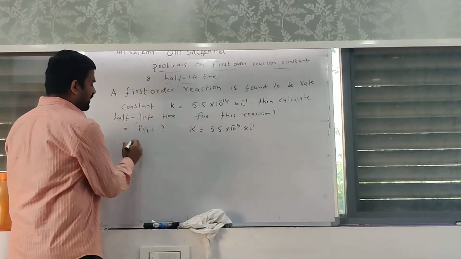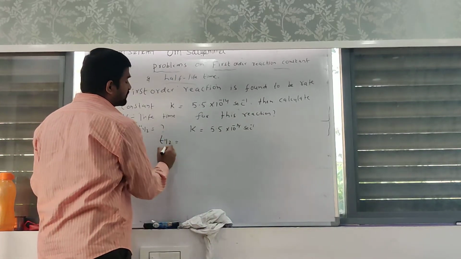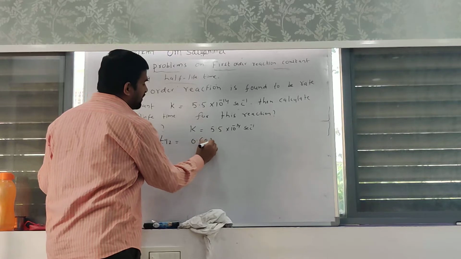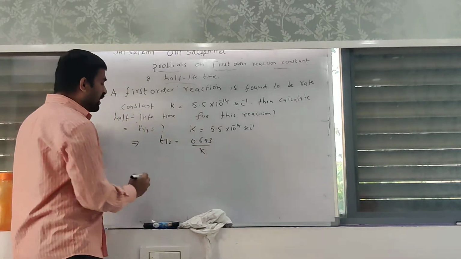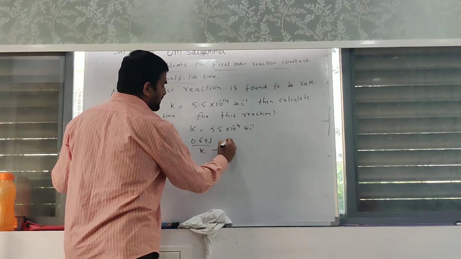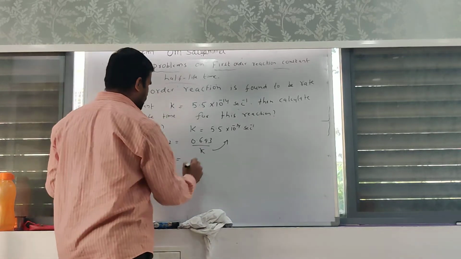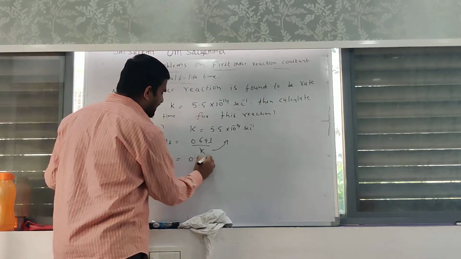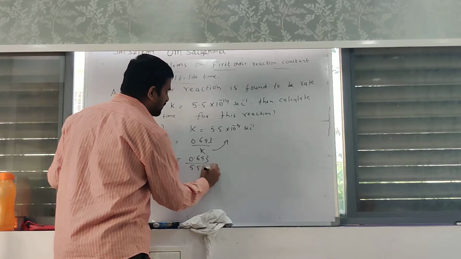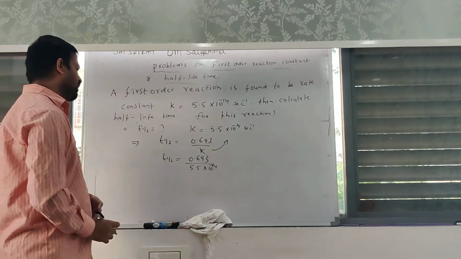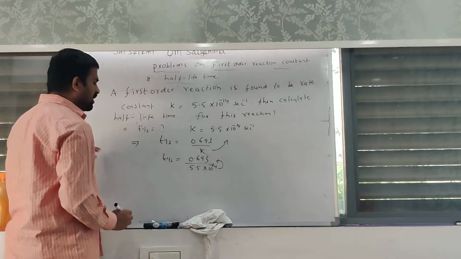You know that very important relation: T half is equal to 0.693 by K. Already the K value is given, that is here. Then substitute this value: 0.693 by 5.5 into 10 power minus 14. This is a negative power, so it goes to the numerator as positive.